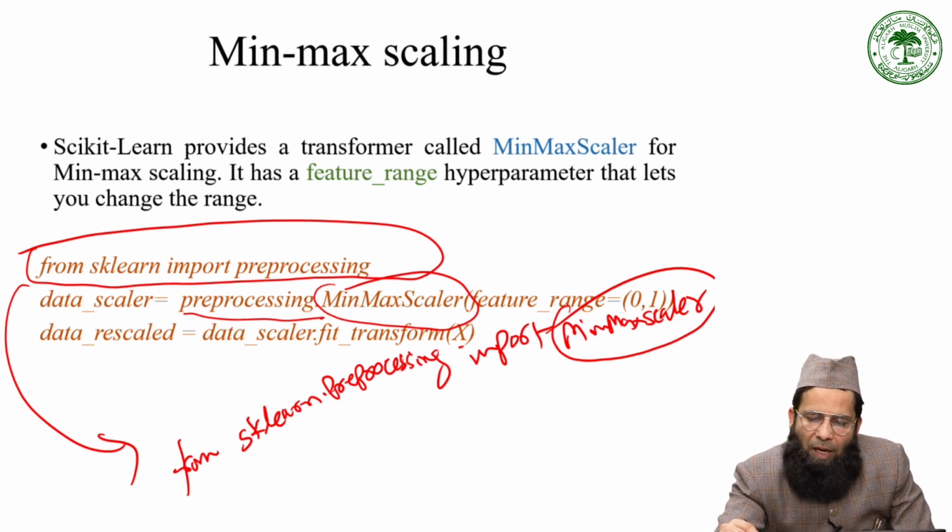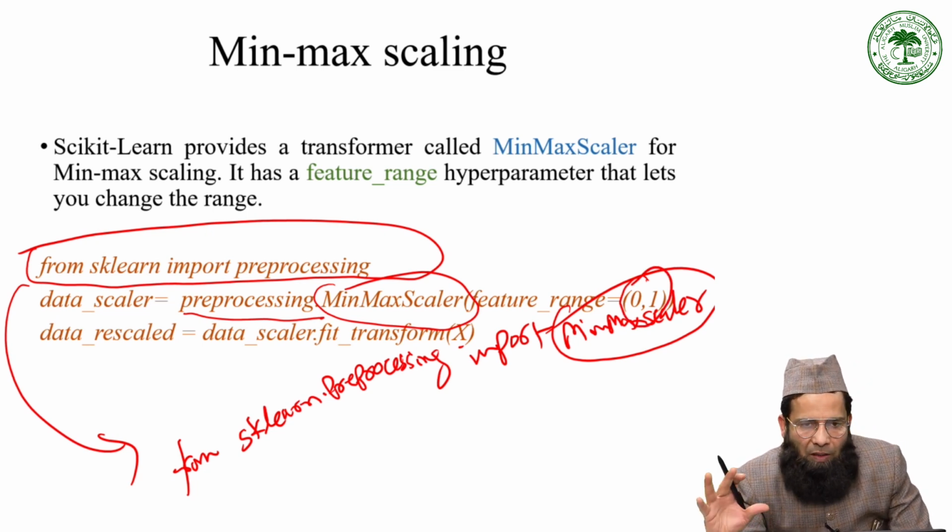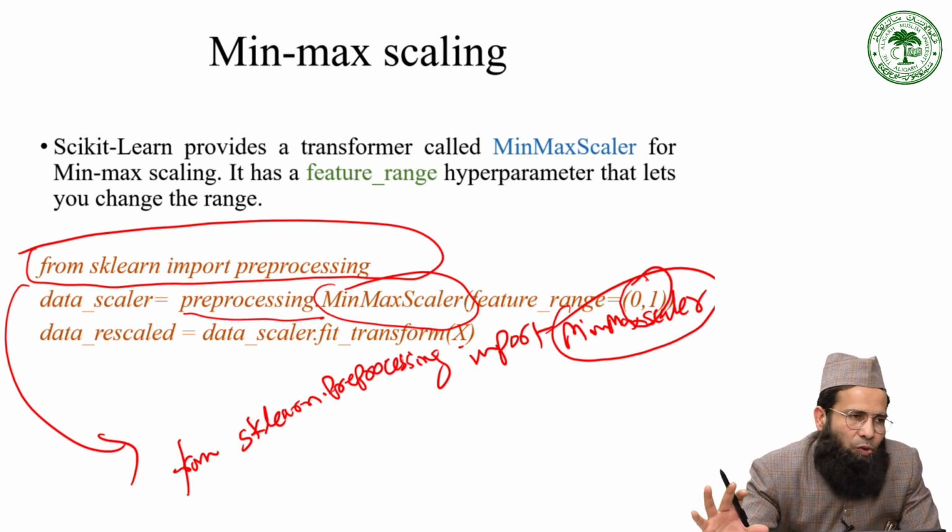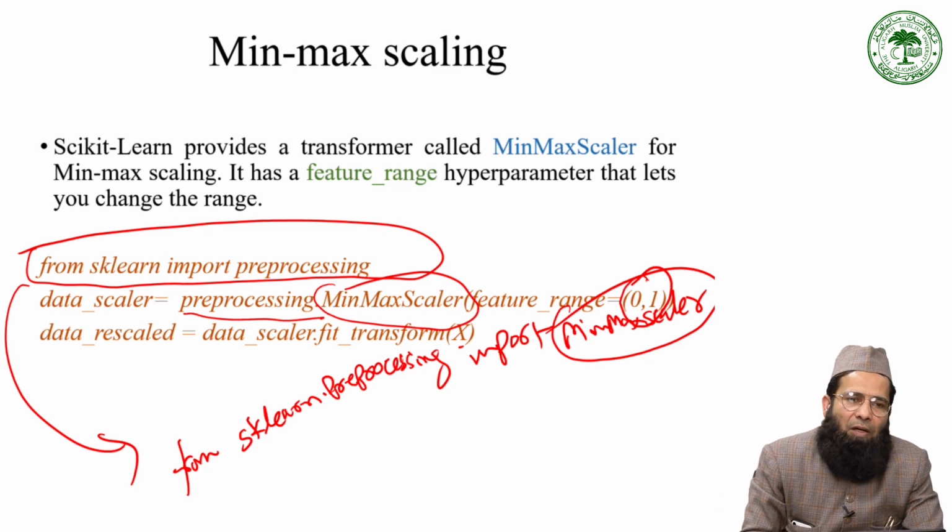If you want to make your range other than zero and one, you can modify this also. Let's say you want to make your scale between -1 to 1. So, you can write these values as well.